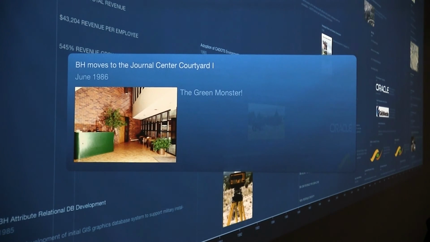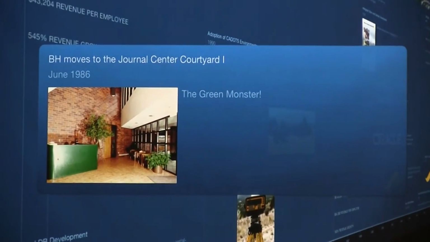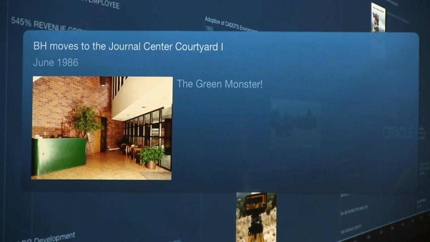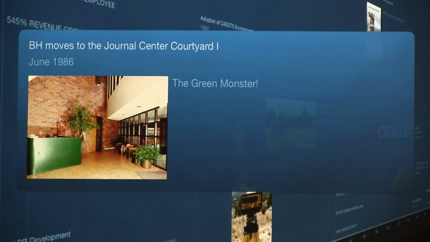'86, we moved to this building, and the green monster. Everybody used to joke around the entryway and the receptionist desk. It was actually that color. They say it's green, but you know.